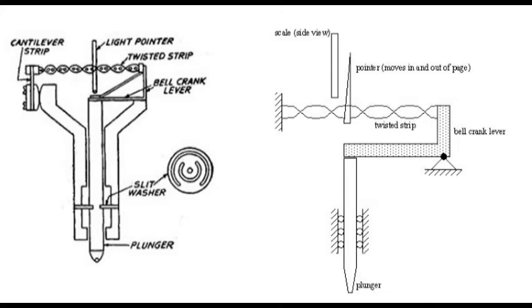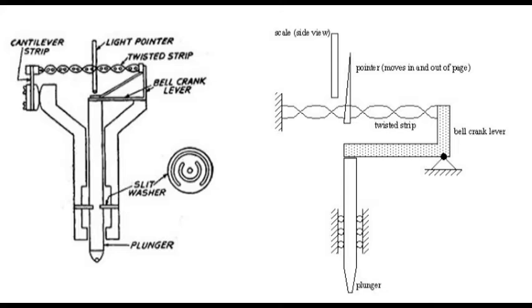A slight upward movement of the plunger will make the bell crank lever rotate. Due to this, a tension will be applied to the twisted strip in the direction of the arrow. This causes the strip to untwist, resulting in the movement of the pointer. The spring ensures that the plunger returns and maintains contact pressure between the bottom tip of the plunger and the workpiece, and it returns when the workpiece is removed from underneath the plunger. The length of the cantilever can be varied to adjust the magnification.